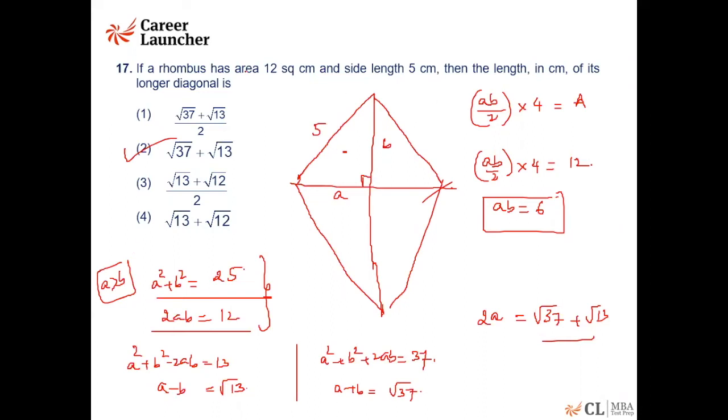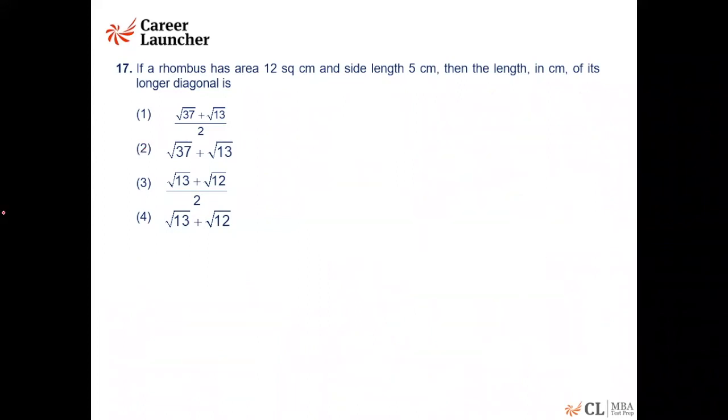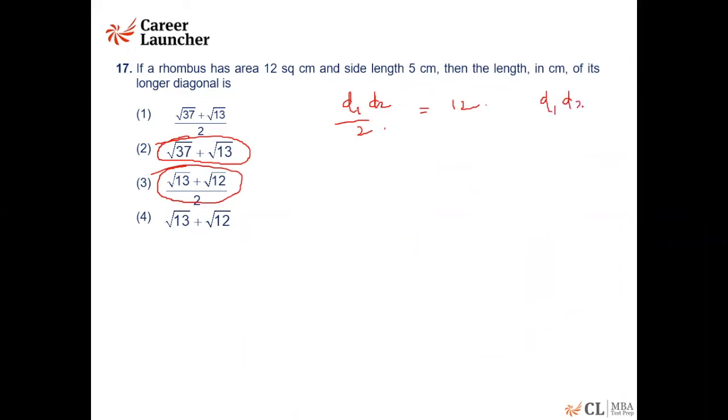Now, how could I use choices? We know that D1 D2 by 2 should be the area, which must be equal to 12. So obviously D1 D2 is equal to 24. And if I look at this expression, this is about 6. This is approximately 3 point something.